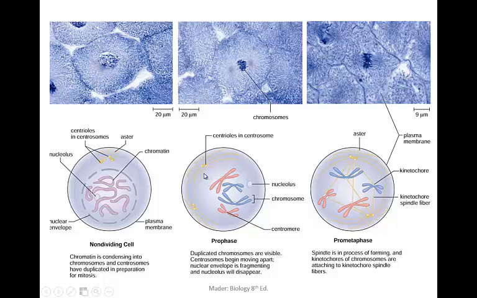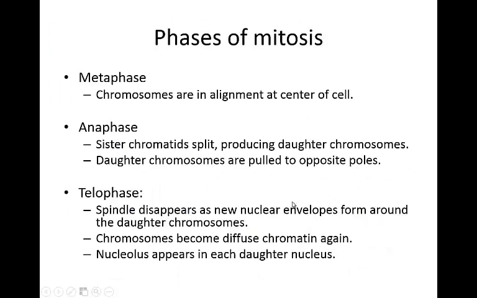So during prophase, you're going to see the spindle fibers forming, the centrioles forming, and the nucleus and so forth disappearing. In prometaphase, these spindle fibers are going to be attaching to the kinetochore. That is the central area on these chromosomes, circling them here. The next phase is metaphase, and what happens here is the spindle fibers are going to tug and pull, and these chromosomes are going to be in alignment at the center of the cell.